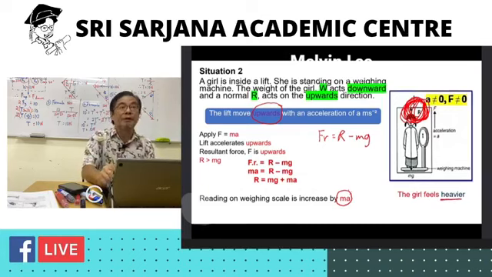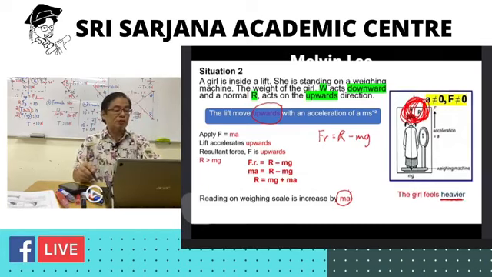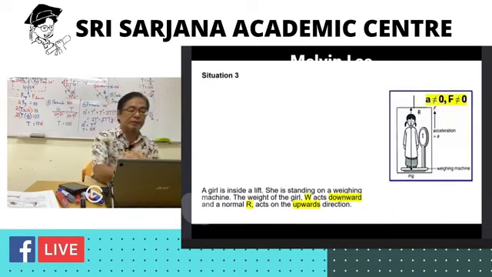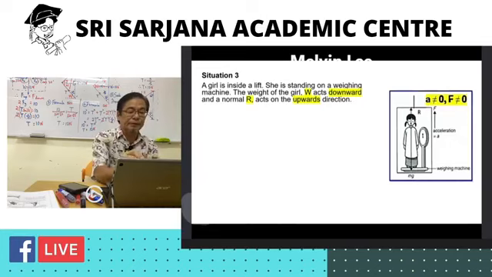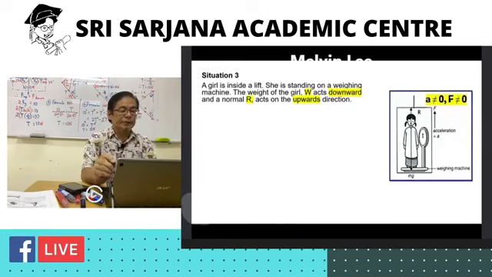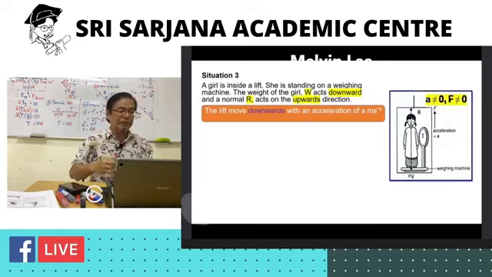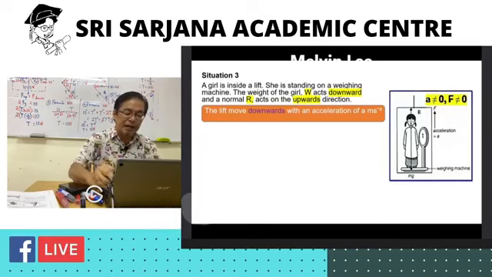Now we're going to go to the situation when the lift is going down. The opposite. Do you notice the word down here? The one in blue color. Downward, which one is bigger? It's reversed now. Mg is bigger. So it's going to be mg minus R.